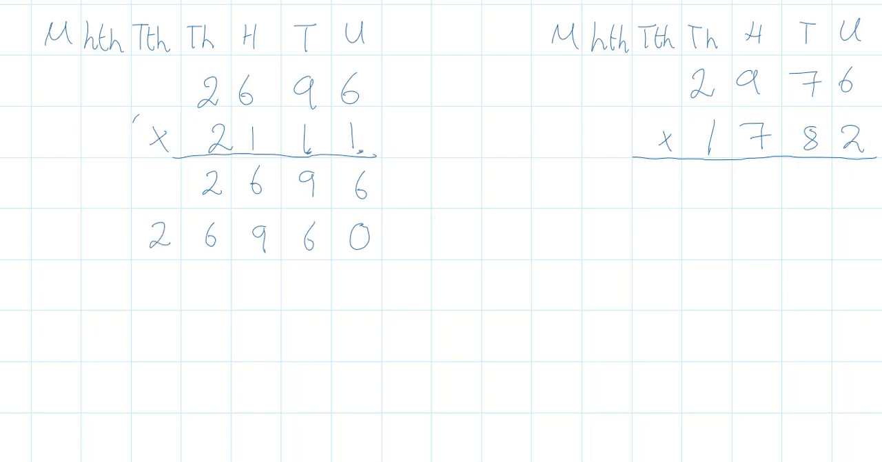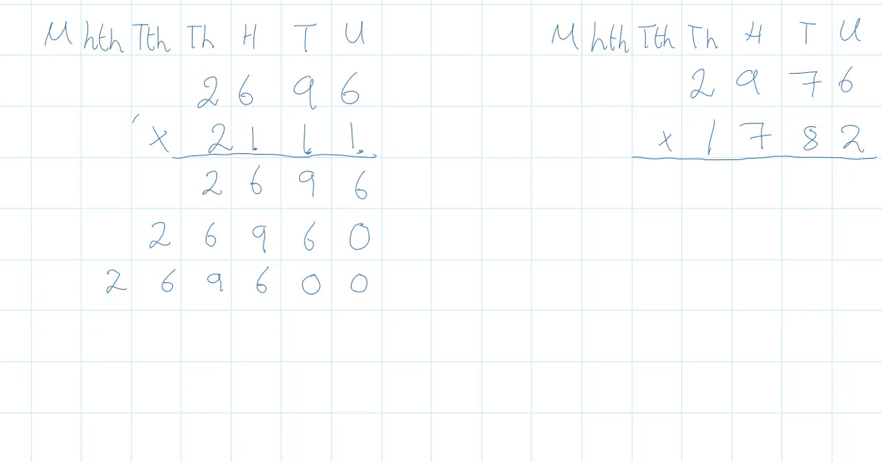Now I'm going to move on to the third line, which is multiplying by the hundreds. And so I have to put in 2 zeros this time. So 100 times 6, that gives me 600. 100 times 90 gives me 9,000. 100 times 600, that gives me 60,000. And 100 times 2,000 gives me 200,000.